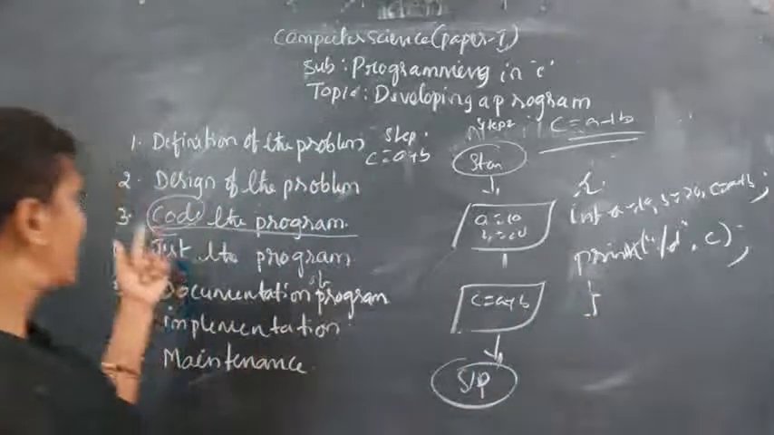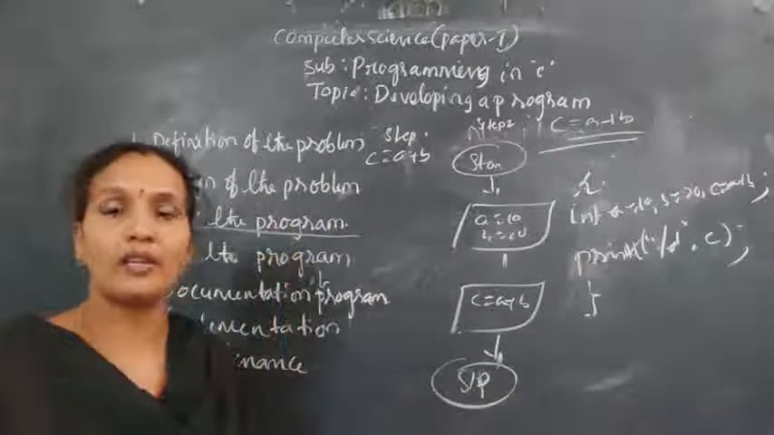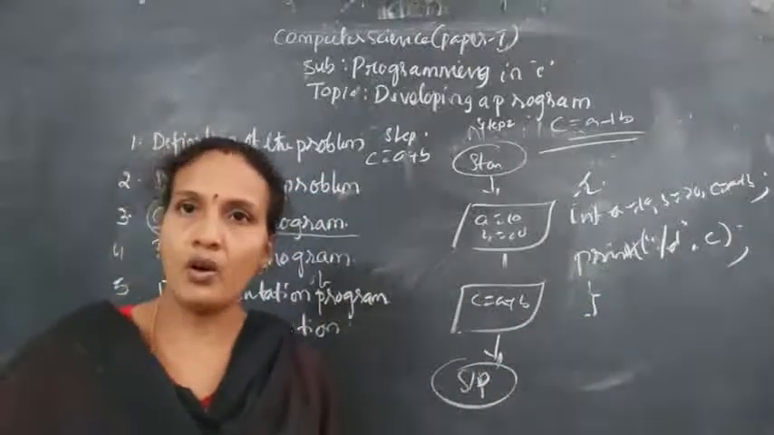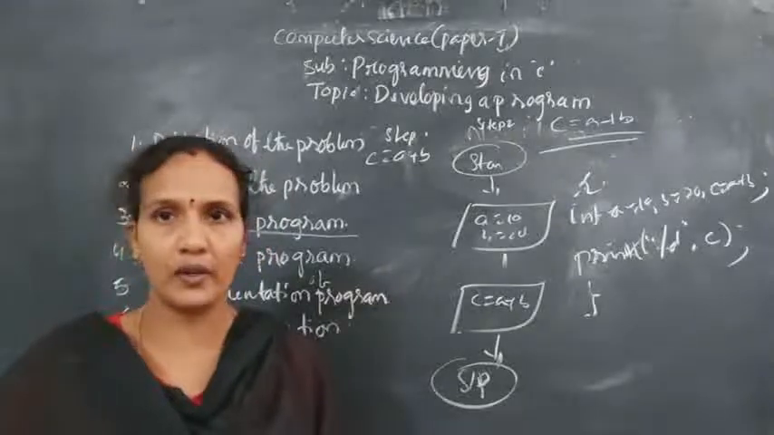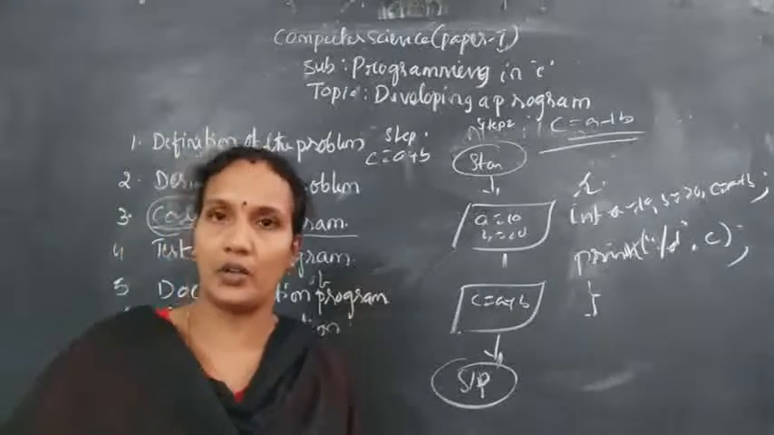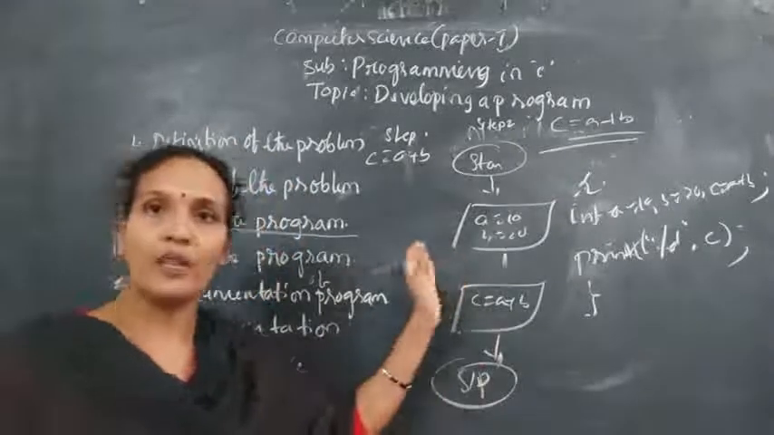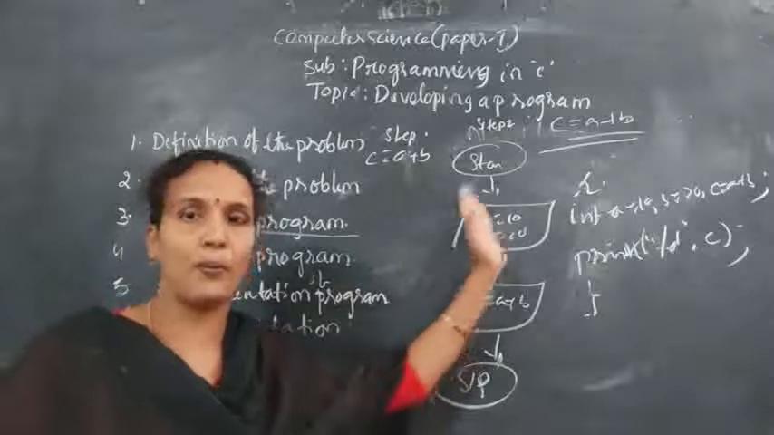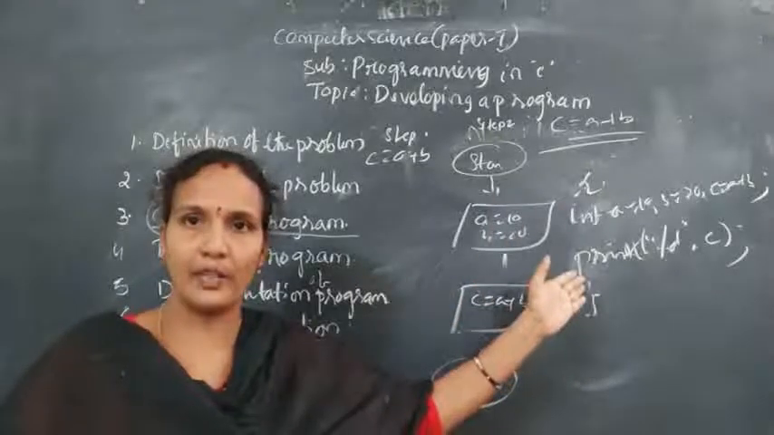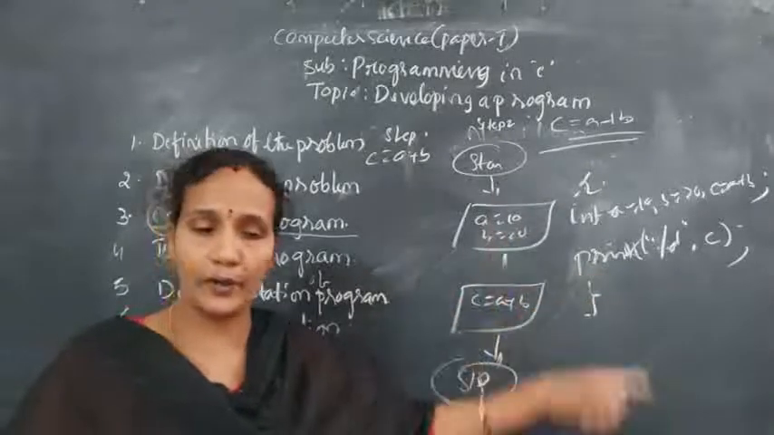The third step, what is it? Code the program. Coding is nothing but writing a program. In order to write a program, we can use different types of programming languages. Using different programming languages, we convert this conceptual method into a programming language. We write the program. We convert this into a program.